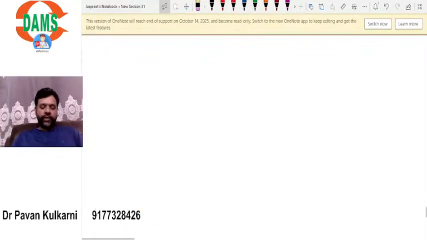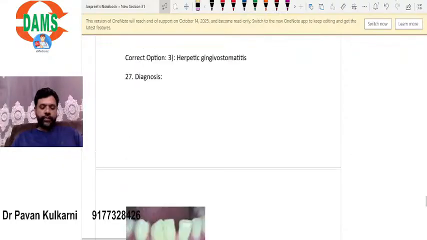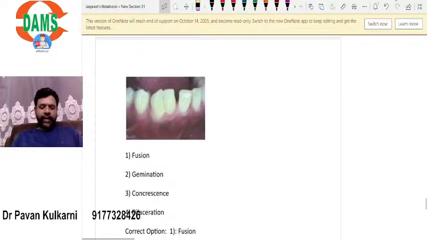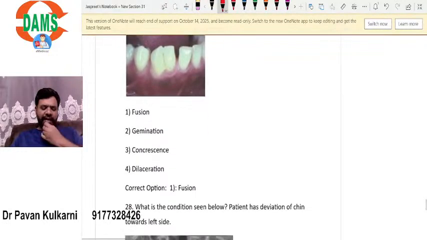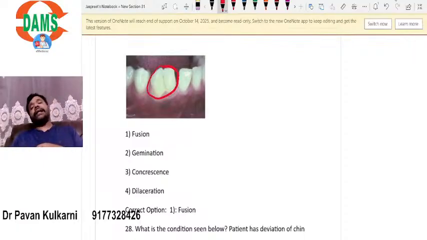Moving on to the next question here. What is the diagnosis in this patient? If you see classically, there is a very simple image where you can see that the union of the central incisor and the lateral incisor, classically, that is a fusion. This is nothing but a fusion.